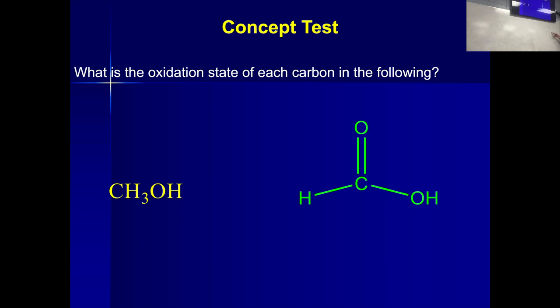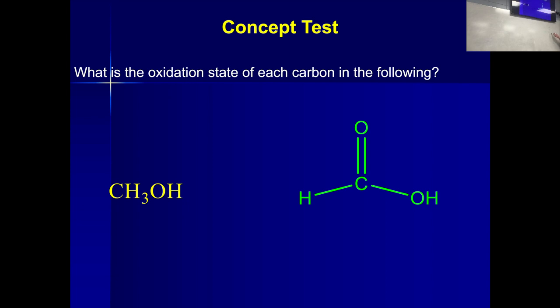What's more electronegative? So does carbon get any? No, it doesn't get any. How about these? What's more electronegative, carbon or hydrogen? Carbon, so it's going to get these two, and these two, right? It's going to get 6. So 4 minus 6 is negative 2.